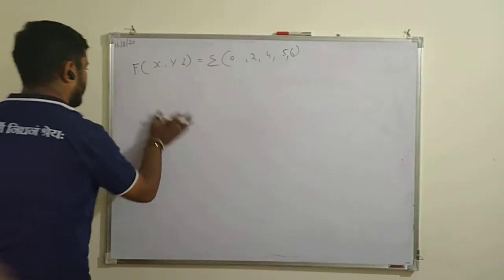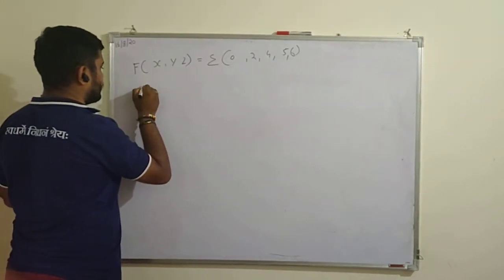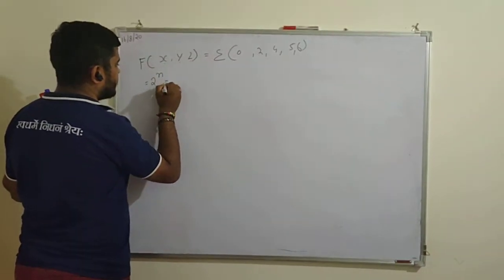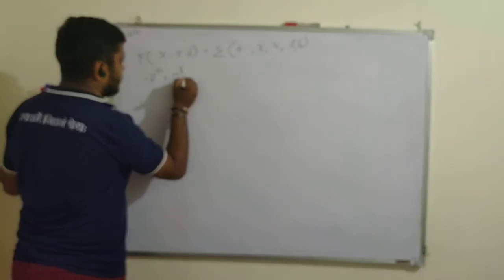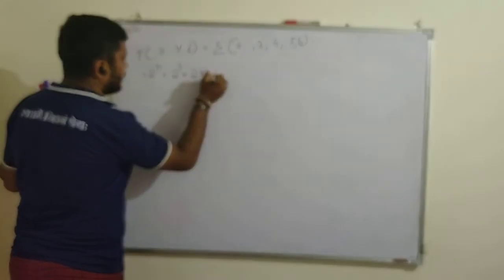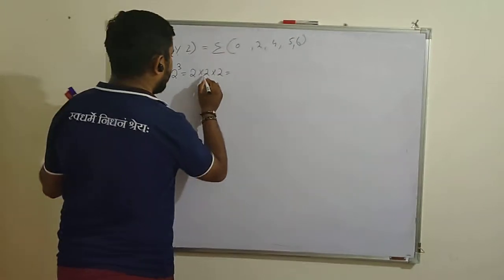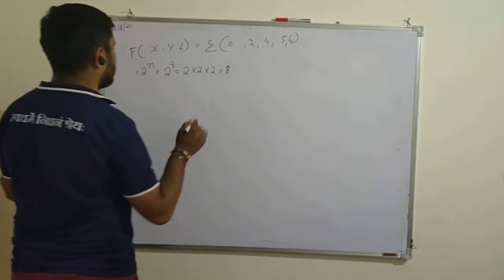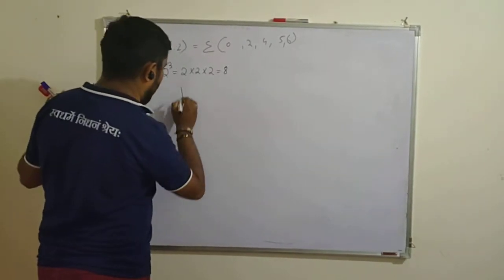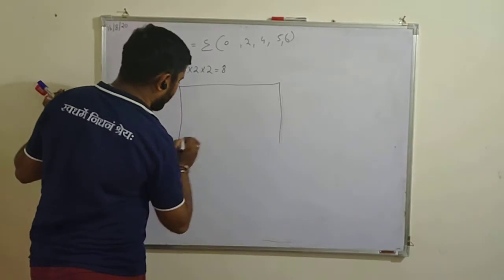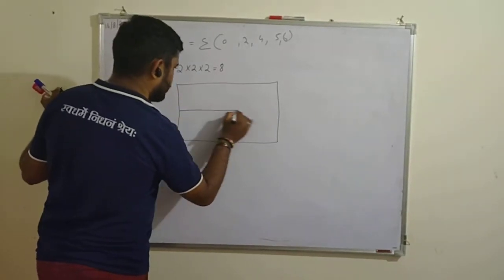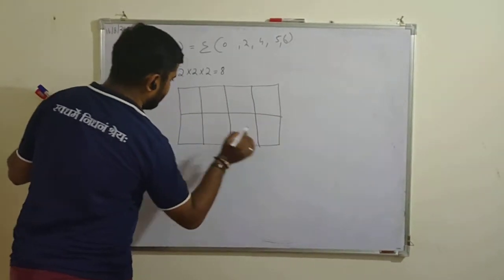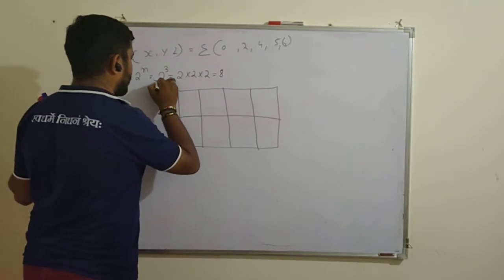So what is your work now? K-map is equal to 2 to the power of n. How many inputs are there? 1, 2, 3, which is 2 to the power of 3, which is 2 into 2 into 2, which is 8. So you should have a K-map which consists of 8 unique boxes. Observe carefully and understand properly.